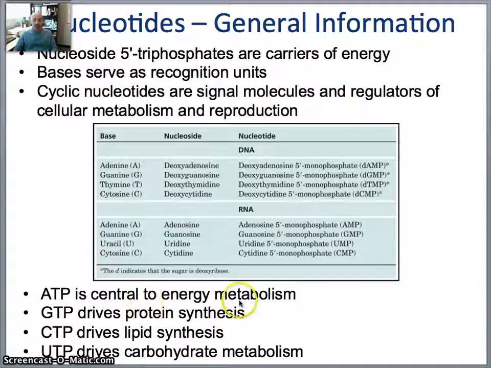Well, we talked about ATP. It's really important in energy metabolism, as well as UTP, which is involved in gluconeogenesis. We have CTP, which drives lipid synthesis, and GTP, which is more involved in protein synthesis.